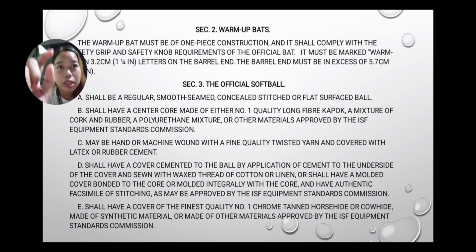Those used for warm-up must be marked as warm-up. Section number 3, the official softball shall be a regular smooth seam or concealed stitches or a flat surface ball. It shall have a center core made of either polyurethane, a quality fabric, cork, mixtures of cork, rubber, customized mixtures or other materials approved by them. So this one explains the official softball.